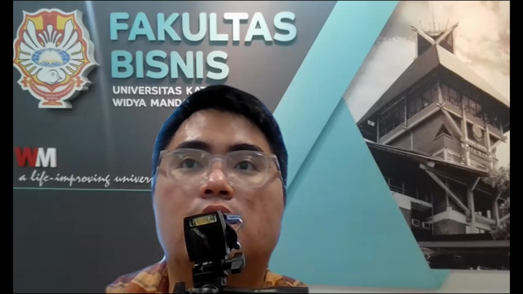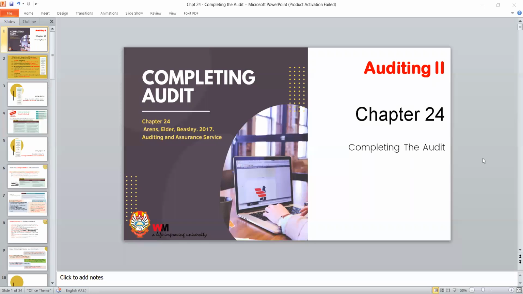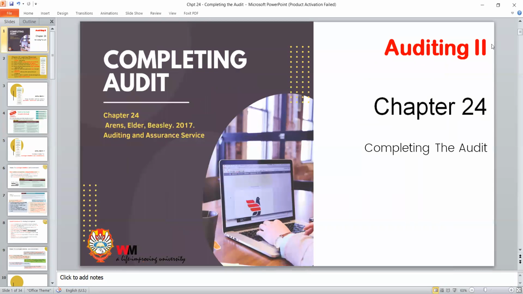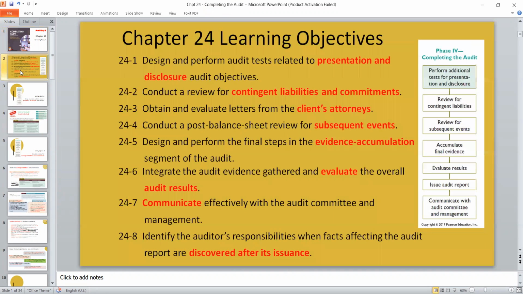Now we go to chapter 24. This chapter is about completing the audit. What kind of action, what kind of treatment, what kind of procedure does the auditor have to do while completing the audit, before they issue the audit report? Let's take a look.